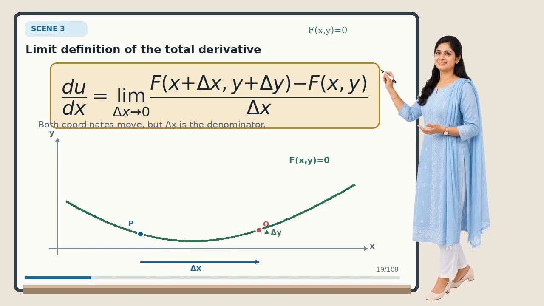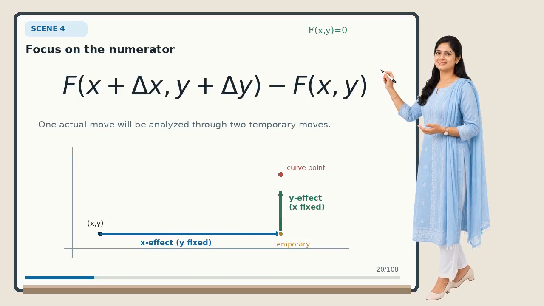Now let delta x tend to 0. At the same time, delta y tends to 0 because the nearby point remains on the continuous curve. This limit is the total derivative of u with respect to x along the curve. Now focus only on the numerator. We will split this one total change into two simpler coordinate changes.